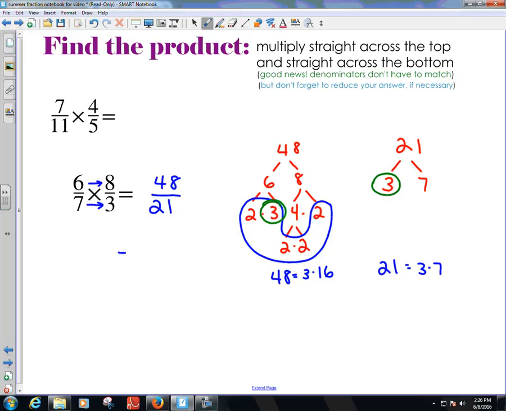So I'm going to rewrite this fraction as 48 is 3 times 16, and 21 is 3 times 7. I've got a 3 on the top, I've got a 3 on the bottom. I'm going to divide both of those out. And that means that my final answer is 16 over 7. That is my reduced fraction. All right, so that's that for that.